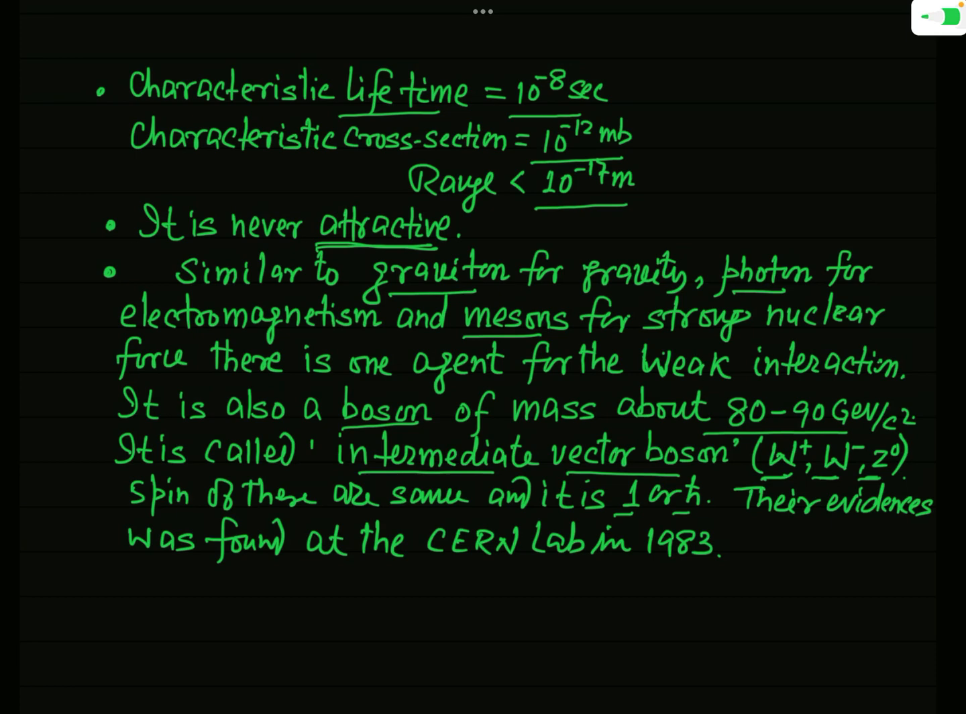Actually, in the laboratory of CERN, these intermediate vector bosons were detected in 1983. So after 1983, when the existence of these vector bosons was confirmed, the idea that these vector bosons are the mediating particles for the weak interaction was confirmed.